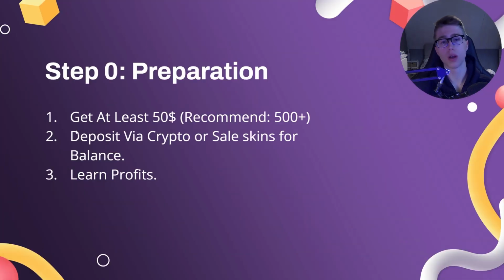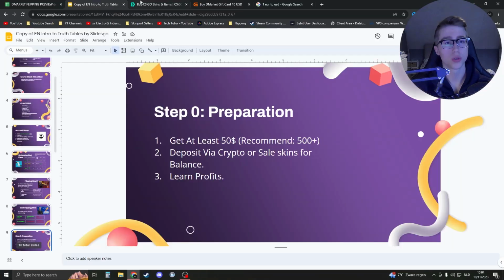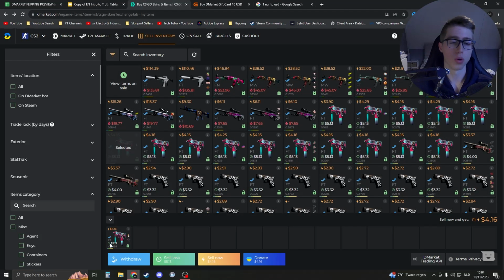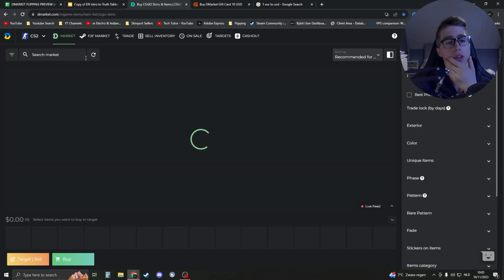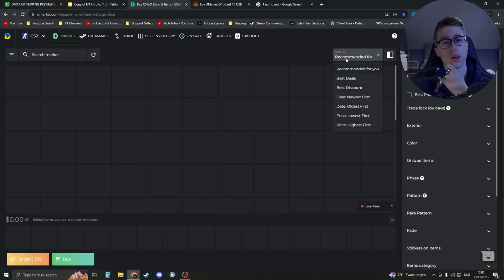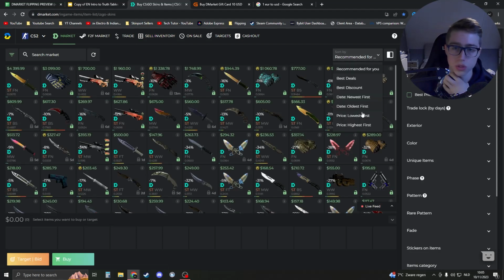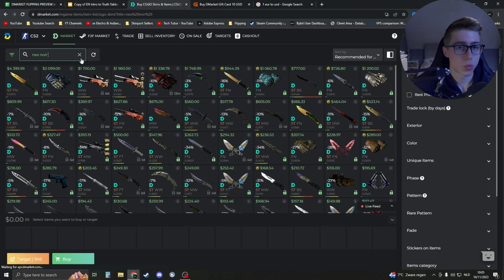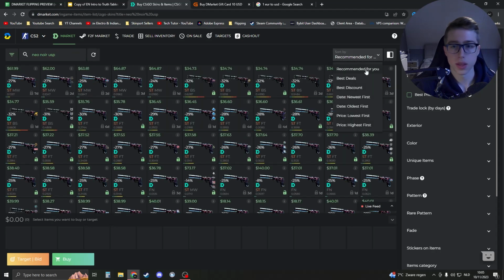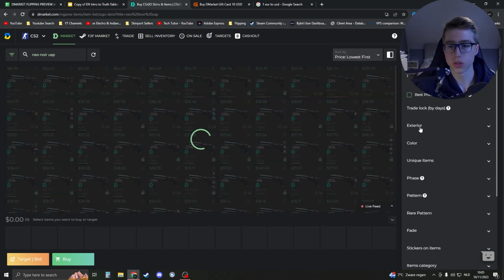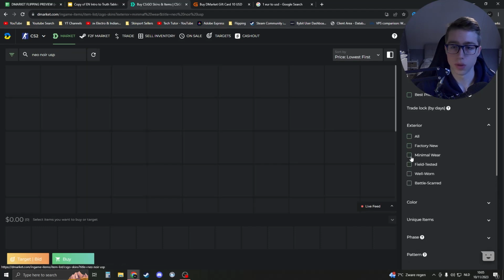Preparation. Before I show you all the steps, I want to show you how this would work. So what we're actually gonna do is, for example, let me take a look. We're gonna search for skins. So for example, I'm gonna take the Neo-Noir USP and I'm gonna go to lowest first. Exterior will be Minimal Wear.